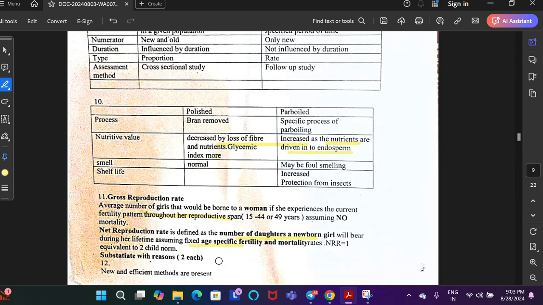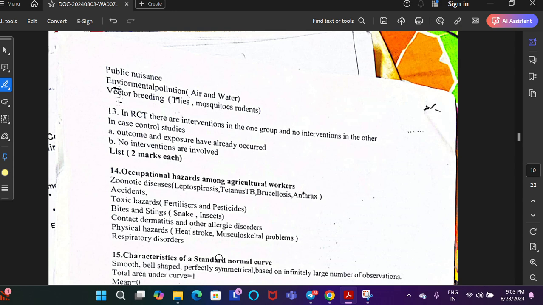Substantiate the answer with reasons: dumping as a method of solid waste disposal should be outlawed. Cost-effective and efficient methods are present. It is a public nuisance, and environmental pollution is occurring. Water pollution and vector breeding occur: flies, mosquitoes, rodents.